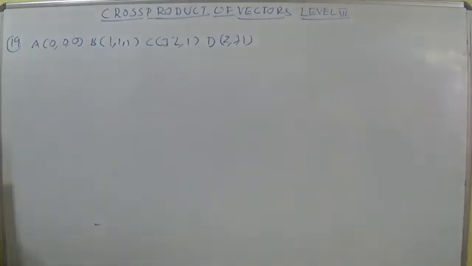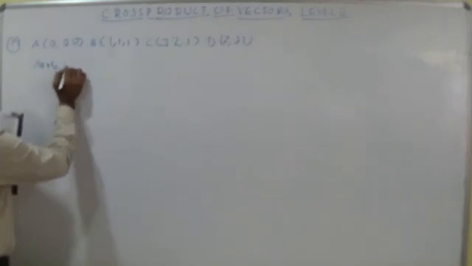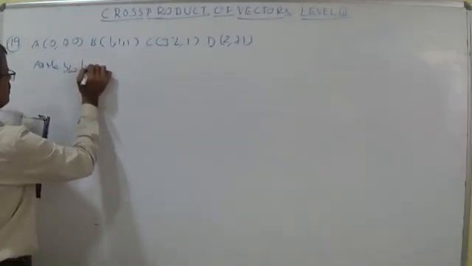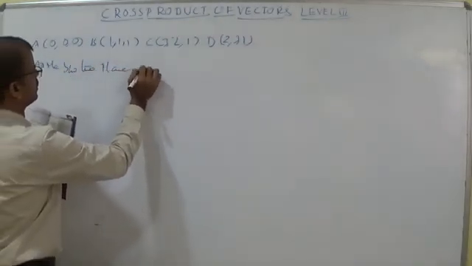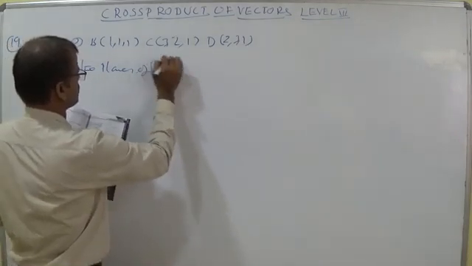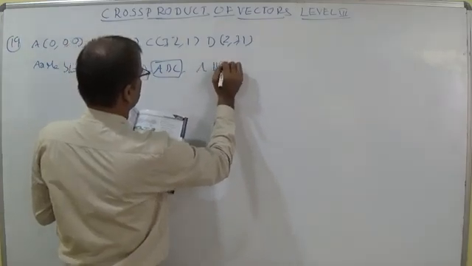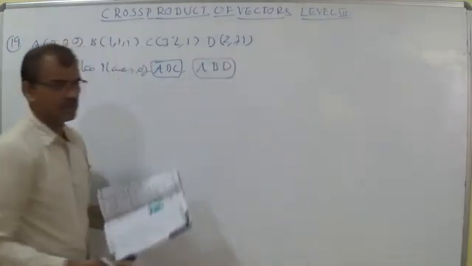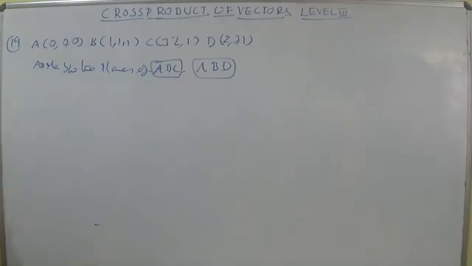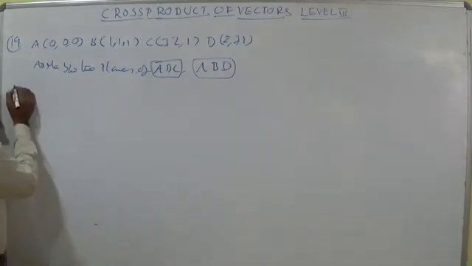Then the angle between two planes: the angle between the plane equation ABC and the plane equation ABD. ABC plane and ABD plane. The angle between two planes you should calculate. So first of all, you should calculate the equation of the plane.